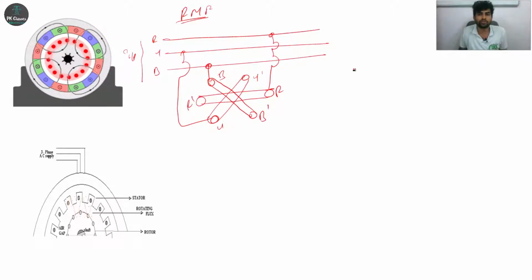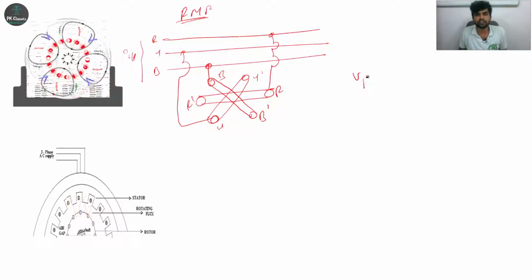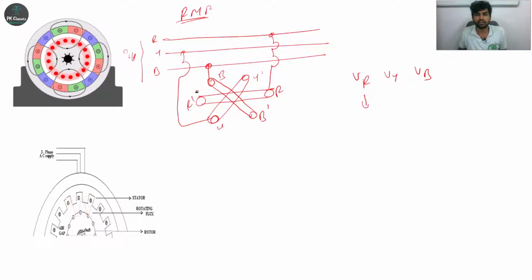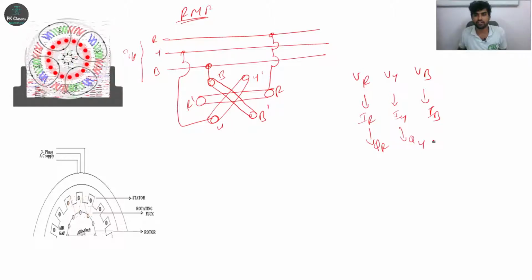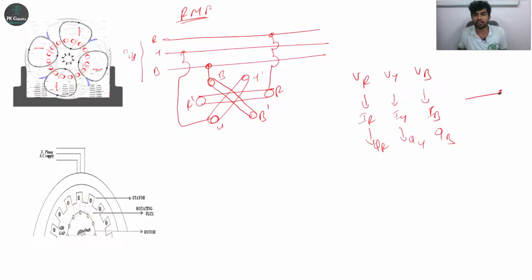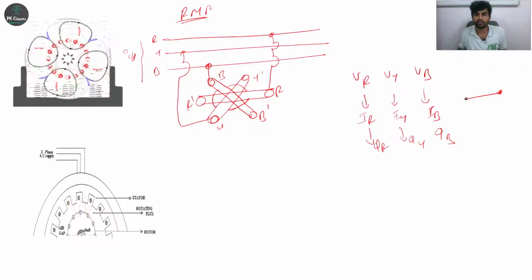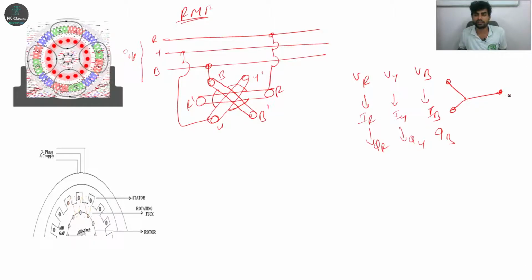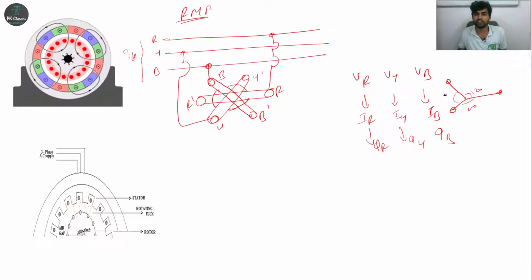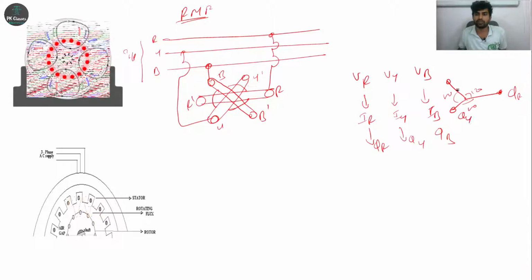So due to voltage, current will flow through the circuit. Due to voltages VR, VY, VB, current will flow through the winding. What happens? It produces currents IR, IY, IB, right? So due to current flowing through the coil or winding, what happens? It produces flux phi R, phi Y, phi B, right? So all the conductors are placed 120 degrees apart. This is 120 degrees, this one 120 degrees, 120 degrees, right? So 120 degrees apart from each other. So we can say phi R, phi Y, phi B.